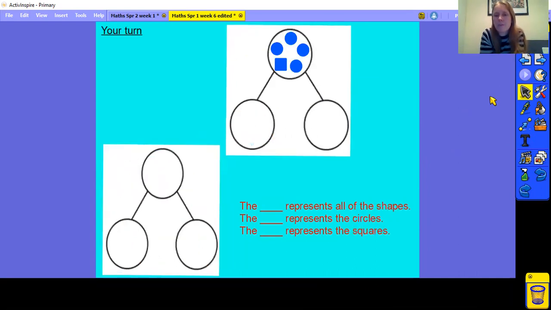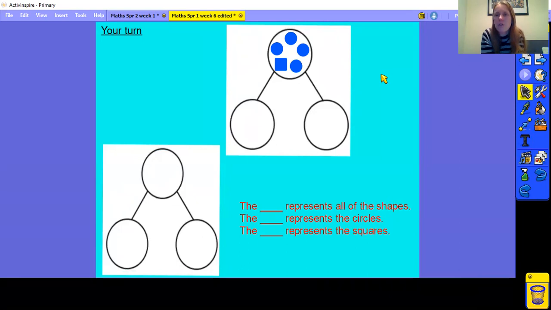Now it's your turn. Have a look carefully at the shapes. There are 2 different types of shapes. That should help you to move them to the parts. You have circles and squares. What I'd like you to do is write the numeral that represents the whole first. Then move your shapes and find out how many circles there are and how many squares there are, and write the correct numerals in the parts. Pause the video while you do that, then come back and we'll do it together.